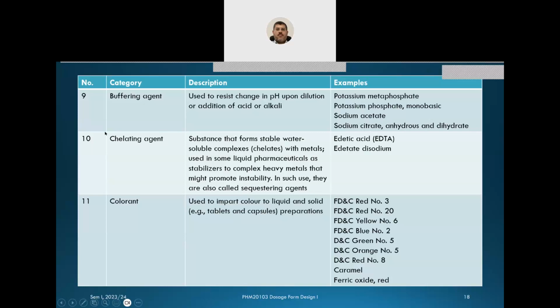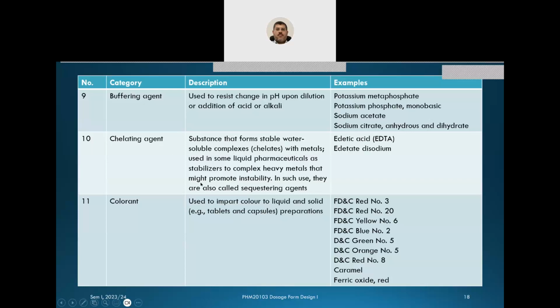Chelating agents may be used in some formulations, and their function is mainly to bind metals and to form soluble complexes, so they will not precipitate upon binding this metal, so they will not cause any physical changes in the formulation. Okay. And why do we use them? We use them in case where the heavy metals will cause instability of the drug product.